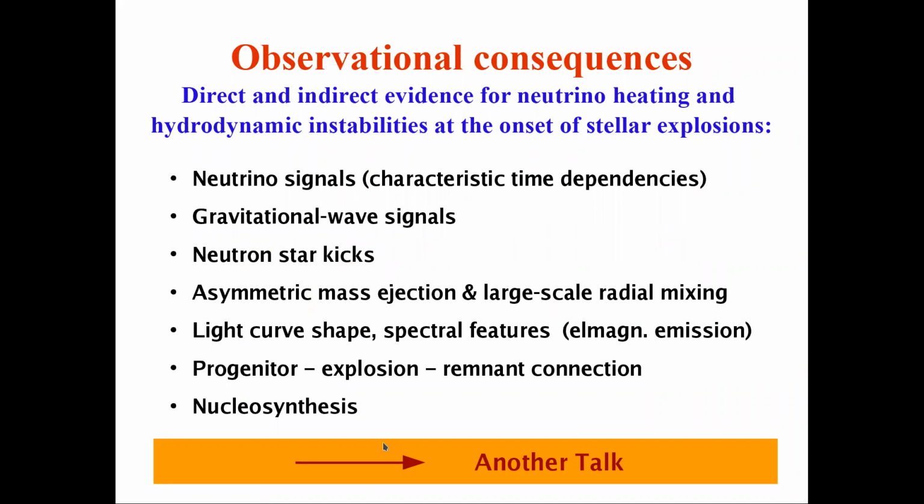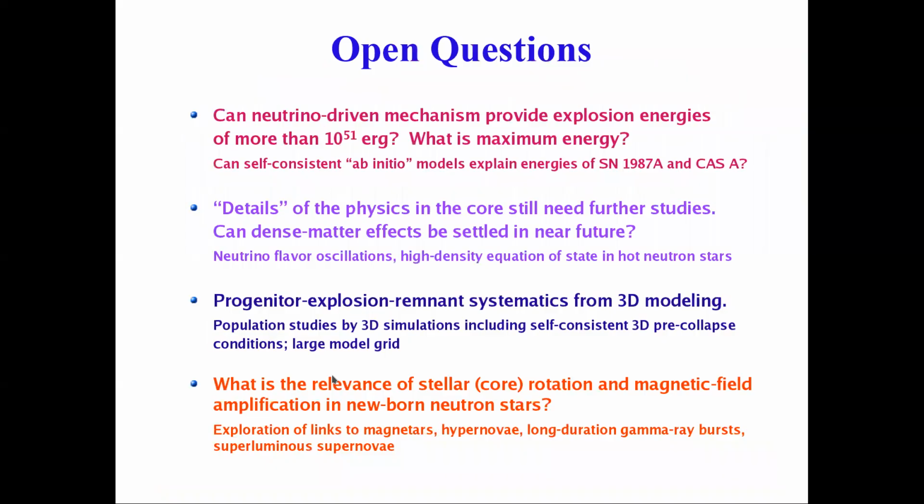Observational consequences are very interesting. I have no time, so this is another talk. I have spent a lot of work over the past 5 years funded by this big grant from the European Union on exploring these consequences, also with respect to predicting neutron star kicks, predicting remnant properties, supernova remnant properties. I worked on 87A and Cassiopeia A. No time to report here.